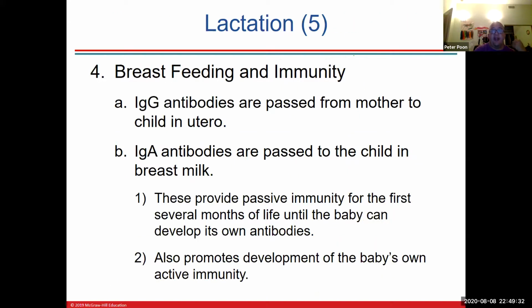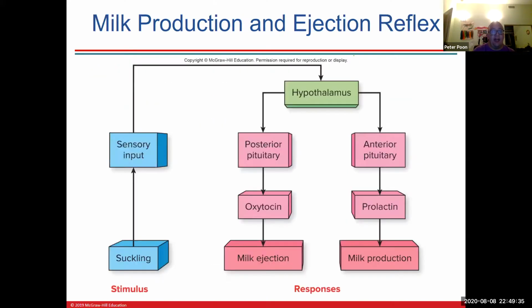Okay, so sensory input, sucking. Sucking causes oxytocin release, which causes milk ejection.